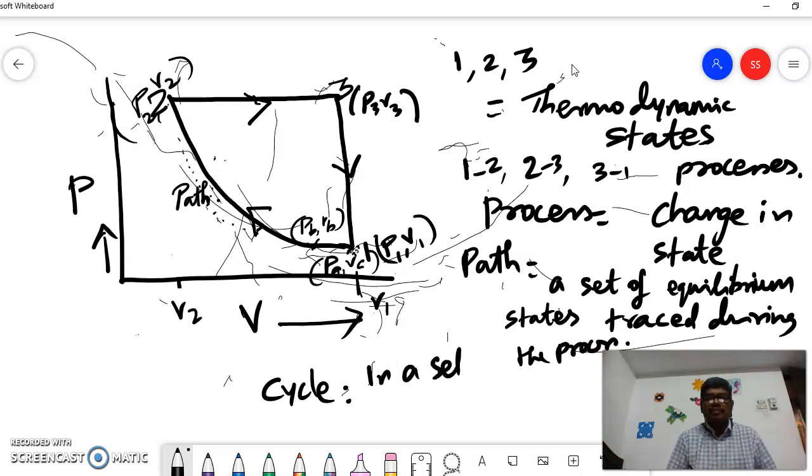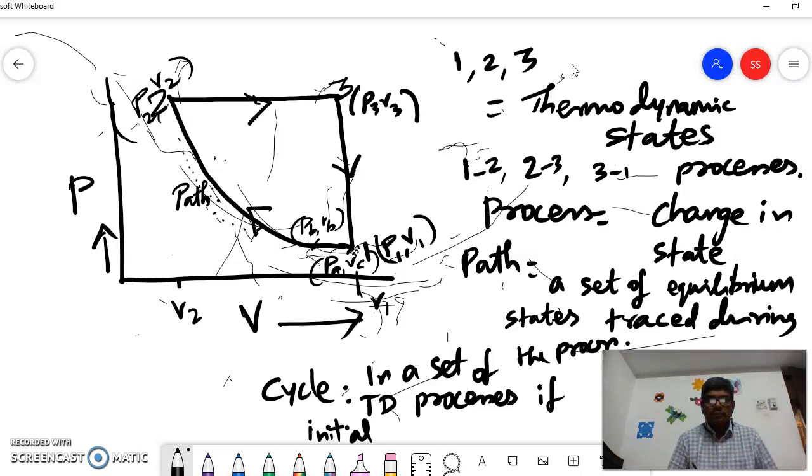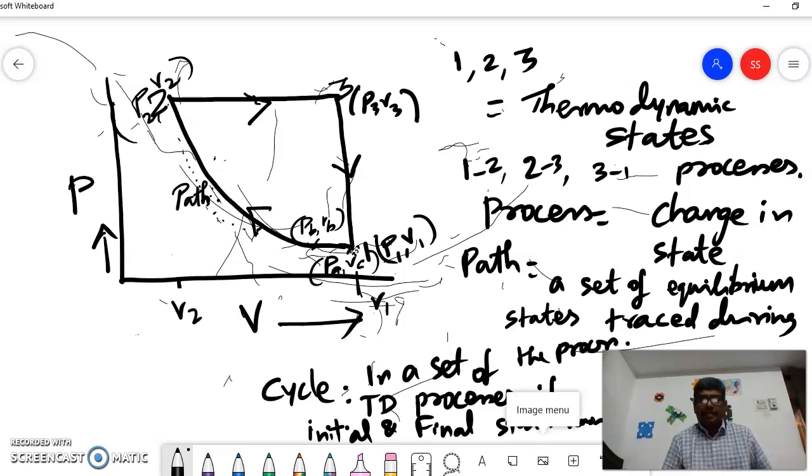In a set of thermodynamic processes, if the initial and final states remain the same, then it is said to be a cycle.